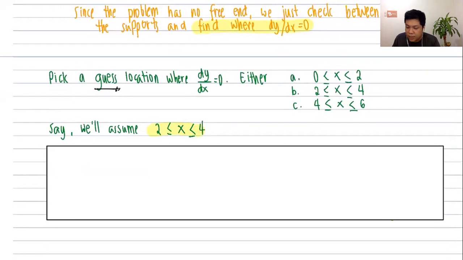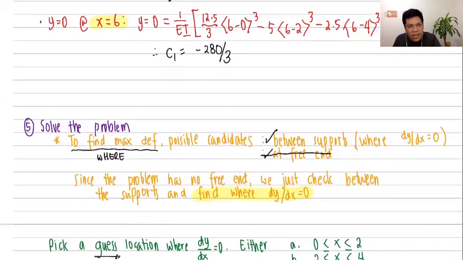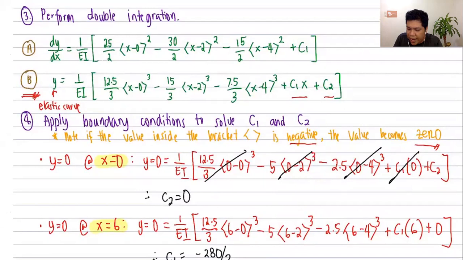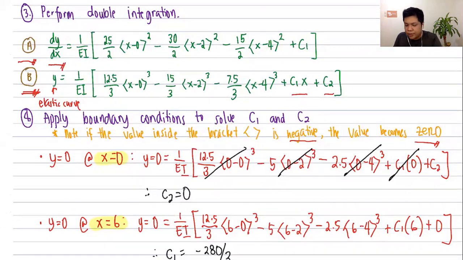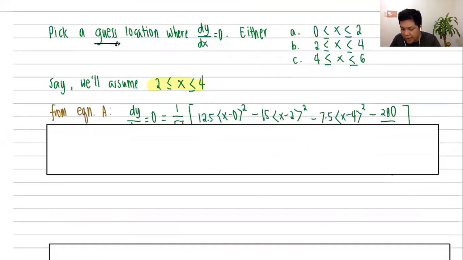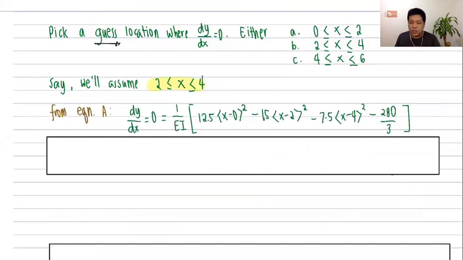Therefore, if we look at equation A, yes, I will go to equation A. Why equation A? I'll use equation A primarily because I am looking for where dy over dx is equal to 0. Therefore, from equation A, I will just equate dy over dx to 0, and solve for x where that happens.